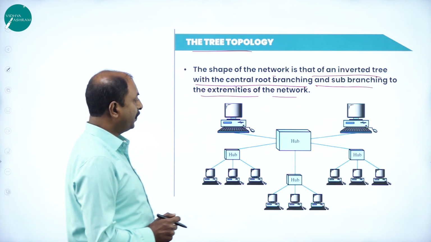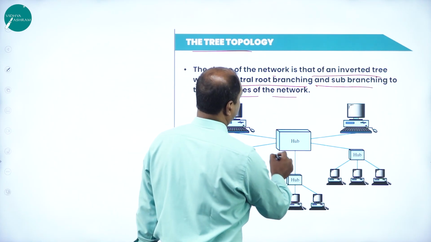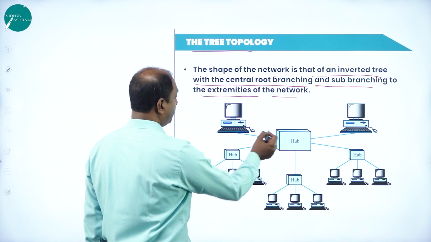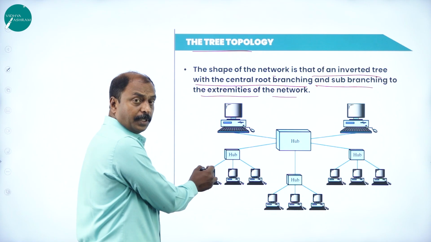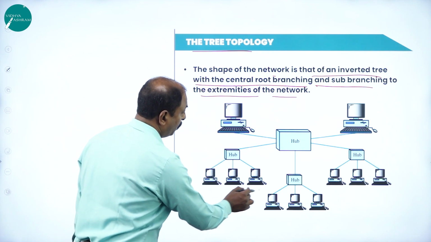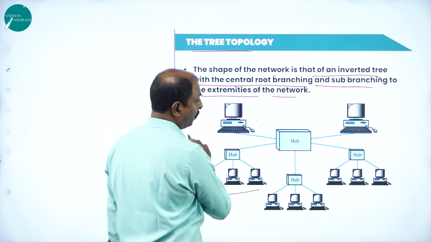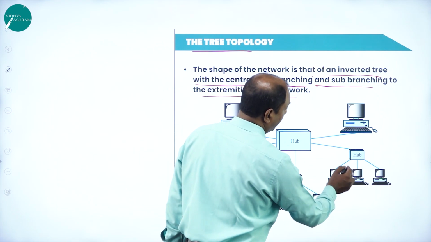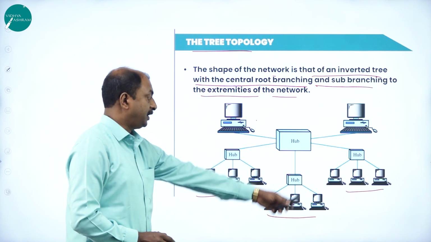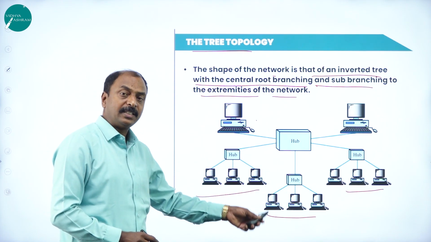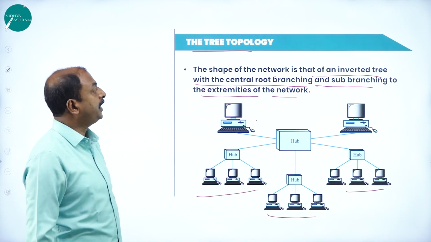If you look at this, this is the central hub, and one more hub is connected to it. For this particular hub there are 3 nodes, and for this only 1 node, and for this again there are 3 nodes, and for this it is 3 nodes. All of these look like a tree and its branches. So it is called tree topology.